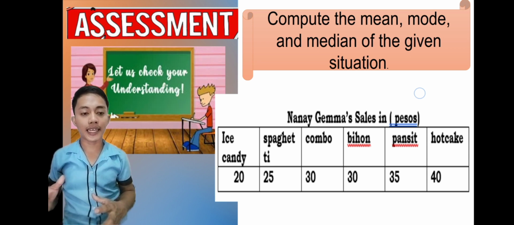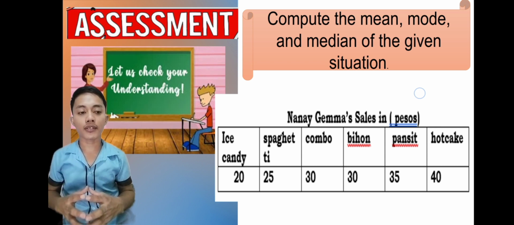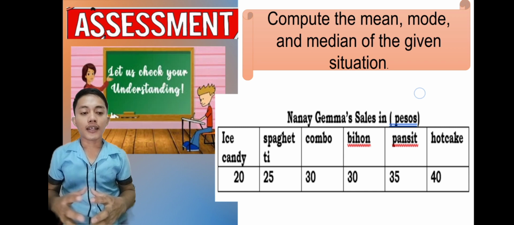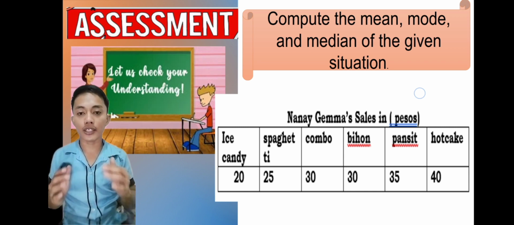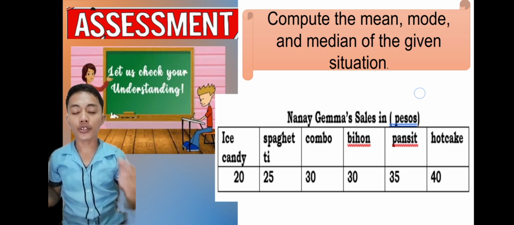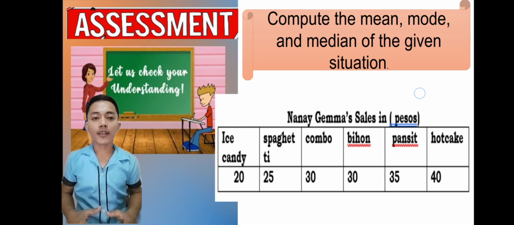Nanay Gemma sells ice candy at 20 pesos. Spaghetti 25 pesos. Combo 30 pesos. Bihon 30 pesos. Pancit 35 pesos. Hot cake is 40 pesos. This data set is arranged already. As you can see, if the data set is jumbled, you can arrange it from lowest to highest or highest to lowest. So let's check. The total sum of the data set is 180.